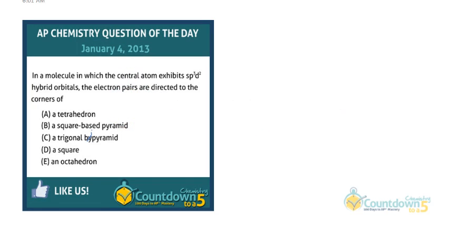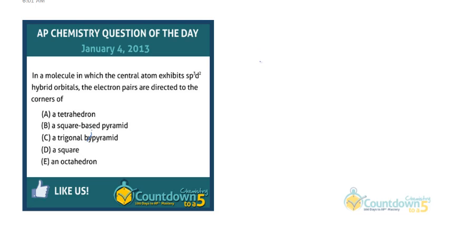AP Chemistry question of the day, January 4th, 2013. In a molecule in which the central atom exhibits sp3d2 hybrid orbitals, the electron pairs are directed to the corners of A, a tetrahedron, B, a square-based pyramid, C, a trigonal bipyramid, D, a square, and E, an octahedron. And I fixed the spelling on C, trigonal bipyramid, that should be an I.